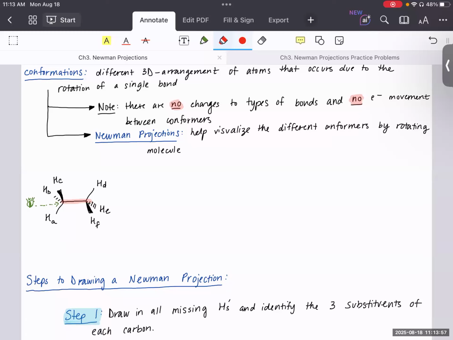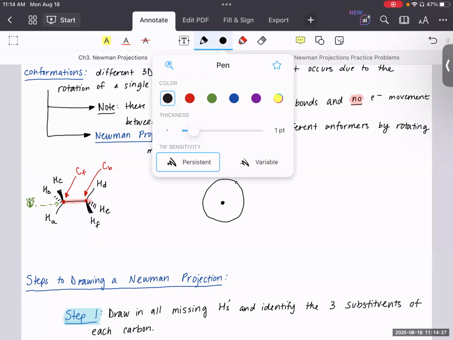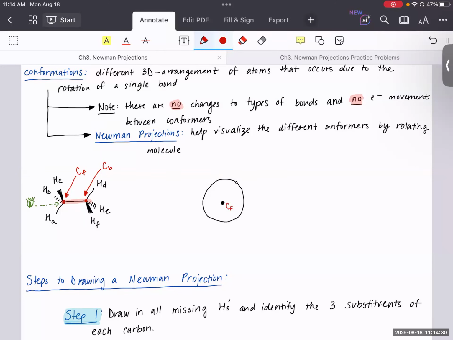And so essentially what we're doing is we're flipping the molecule 90 degrees so that this carbon right here is the front carbon, and I'll label that CF for front. And then this carbon right here is the back carbon. And when we convert it to a Newman projection, we draw a circle to represent that entire bond. And then in that circle, this dot in the middle represents that carbon bond, where the dot in the front is carbon front. And then we can imagine that there's a dot on the back of the circle, which would be carbon B.